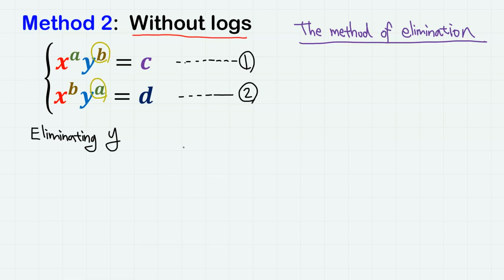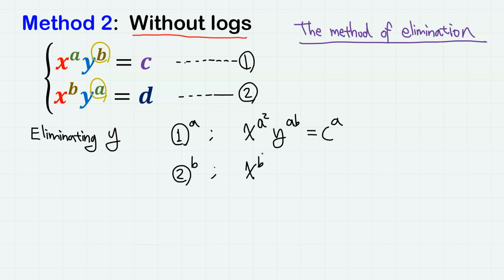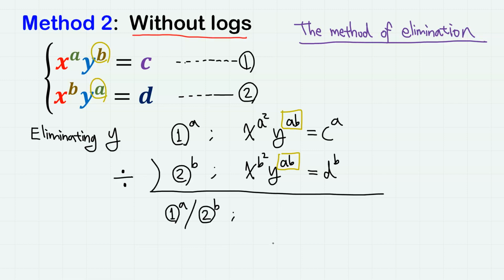For example, in order to eliminate y, we raise the entire equation 1 to the power of a, which gives x to the power of a squared, and y to the power of ab equals c to the power of a, and then we raise the entire equation 2 to the power of b, which gives x to the power of b squared times y to the power of ab equals d to the power of b. So now the y's have the same exponent ab. In order to eliminate y, instead of subtraction, we do the division.